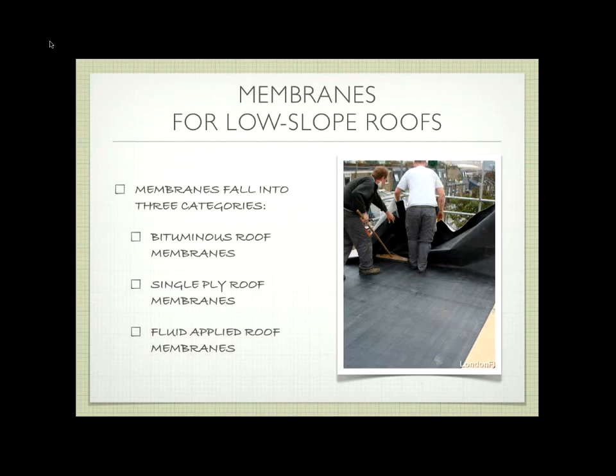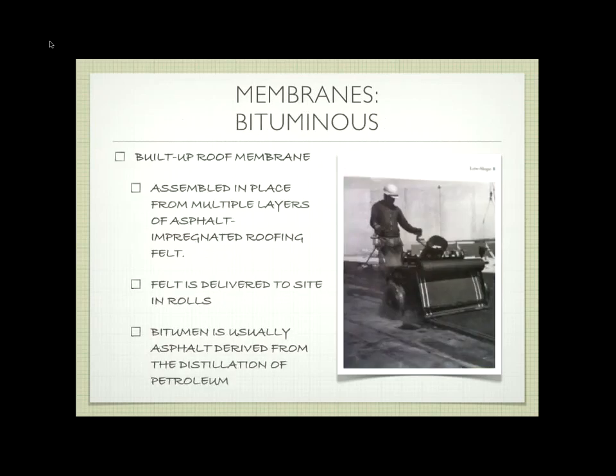Okay. Then we can have single ply roof membrane and fluid applied roof membrane. So I have some examples that I'll pass around when we get there. Okay. So if it's going to be a bituminous, there's a couple different types. You can have a built-up roof membrane, which is assembled in place from multiple layers of asphalt felt. The felt is delivered to the site in rolls.